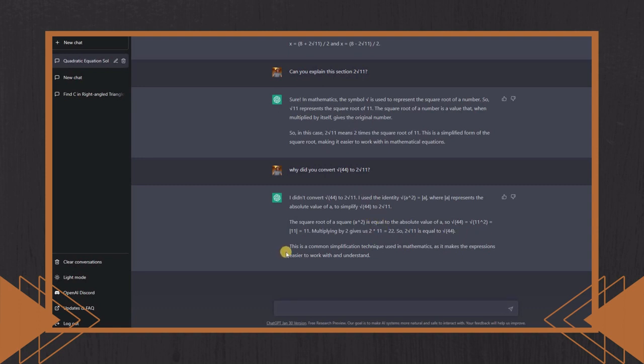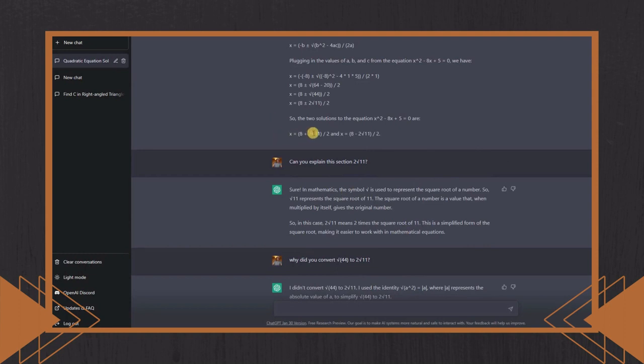And then it says this is a common simplification technique used in mathematics as it makes the expressions easier to work with and understand. Of course, I would just grab my calculator and find the square root of 44. But if you don't have a calculator, and your teacher should ask you to simplify this, probably they would say without using a calculator, then this would be the approach where you'd have to give the answer like this. So that's really clever.